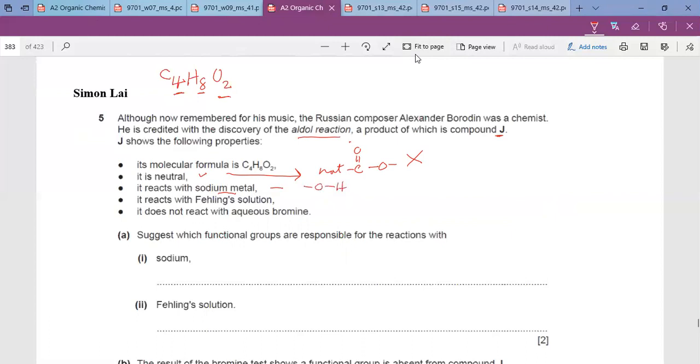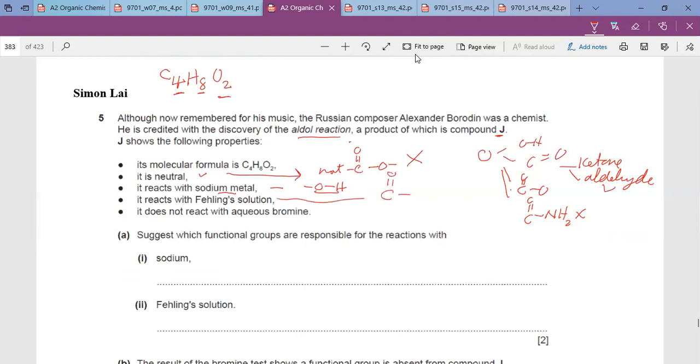Because with the O, if there's an O there, it can be an alcohol, it can be a carbonyl, which is a ketone or aldehyde. It can be an ester. It can be an amide, but of course cannot be because there's no nitrogen. So the O here must react with sodium, so must be an alcohol. The rest, wonderful, must be an aldehyde. That means it must contain OH, because aldehydes don't react with sodium. So here it will contain a carbonyl group and an H here.